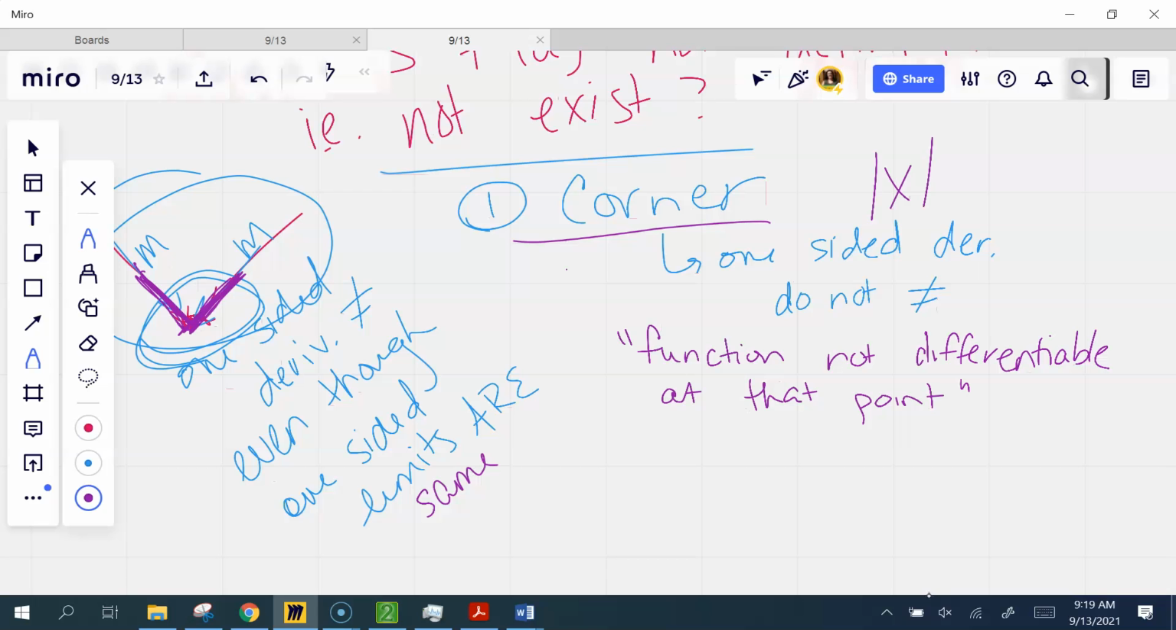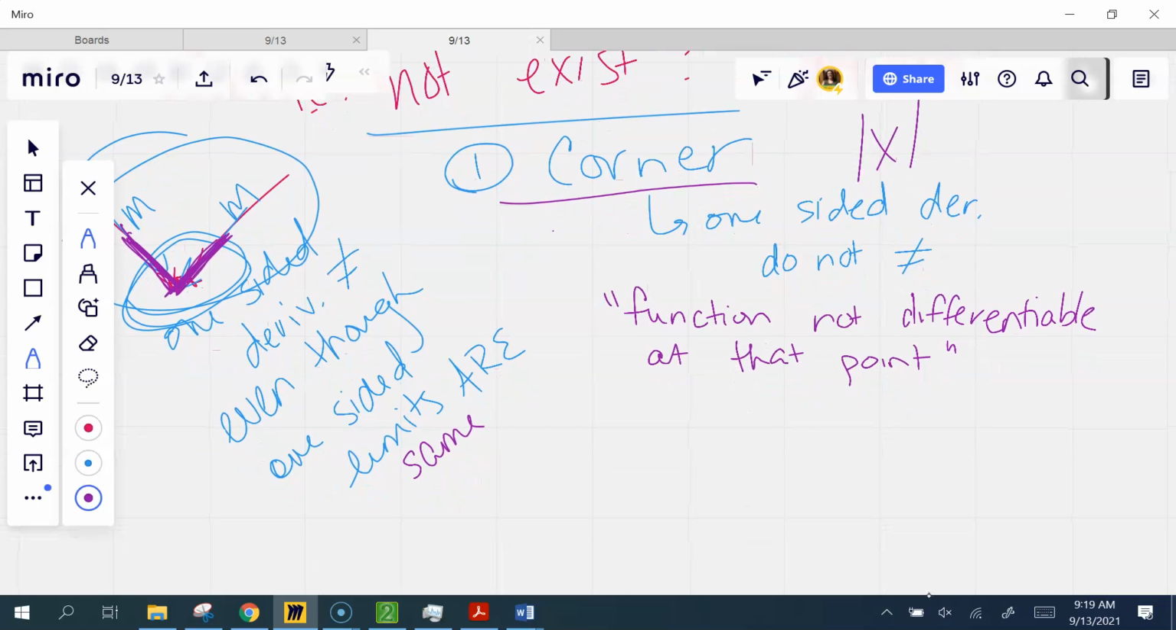Number 2. Remember I told you there's 4. Number 2 is what? It's called a cusp.